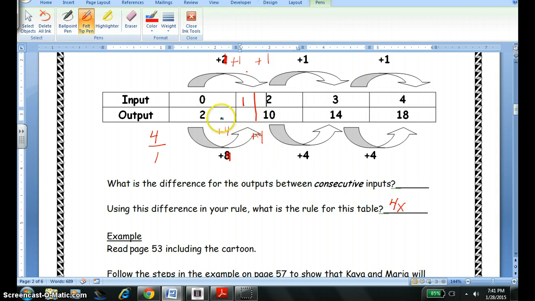So what number times 0, rather, times 4, plus or minus what number gives me 2? That's where you're starting from. You should be able to figure out what the rule is. Once you've figured out the output differences, that helps you figure out the coefficient of your variable.